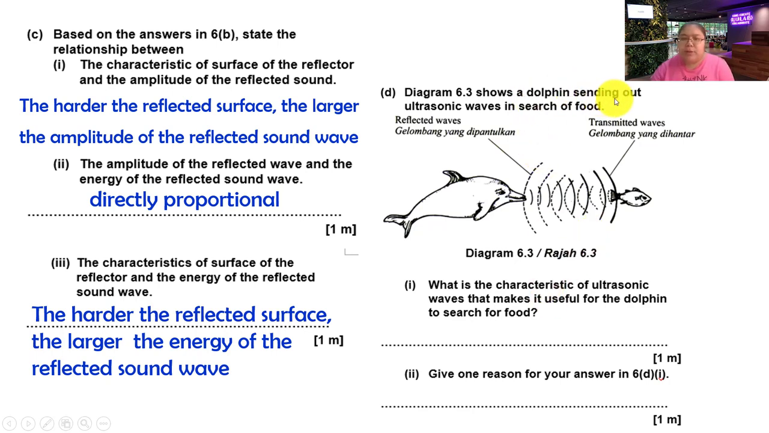This one is a dolphin. They send out ultrasonic sound in search of food. So what's the characteristic of ultrasonic? Why do we use ultrasonic and not normal sound? The reason is it has a higher frequency, which means over 20 kilohertz. So give the reason why we use the higher frequency: this one is better for reflection. They reflect easily, so the dolphin can detect faster any small fish in the surroundings or not.